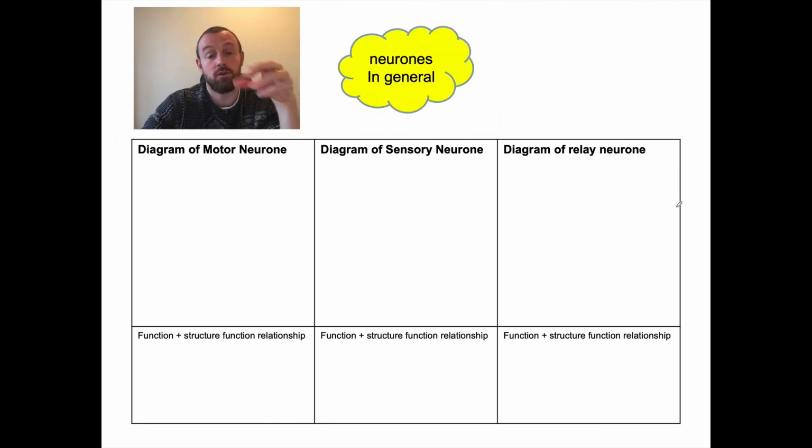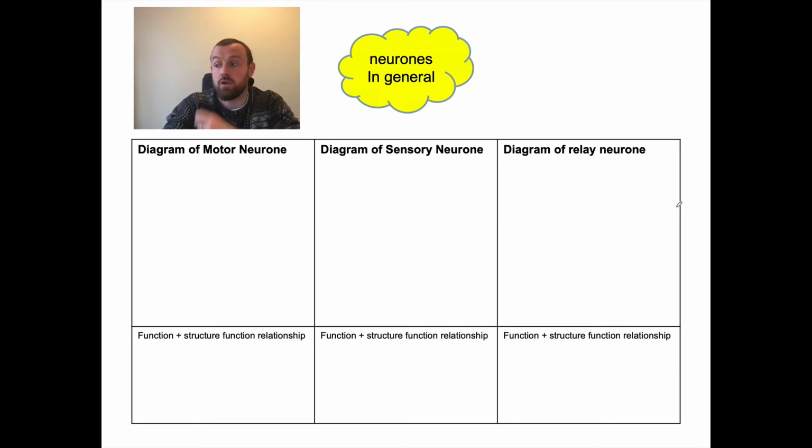I would like you, if you can print the slide, if not, I'd like you to make the following notes. Use your textbook, pages 48 and 49, and draw 3 diagrams of each type of neuron. So draw the motor neuron, sensory neuron, and relay neuron, and also make some notes on the function and structure of those types of neurons. Before you do that, though, you should do a little mind map on neurons in general.